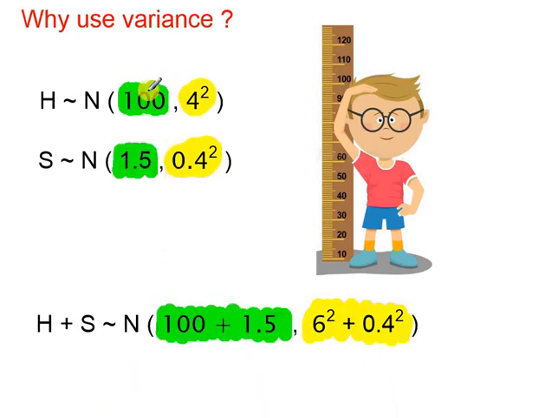So we can see that we've added the means together, and we've also added the variances together to get the combined total height of the person plus the shoes. When we add independent normal variables, we add variances together. We do not add standard deviations. This is why the normal distribution is given in terms of variance here as one of its parameters and not the standard deviation. So this would be totally wrong.